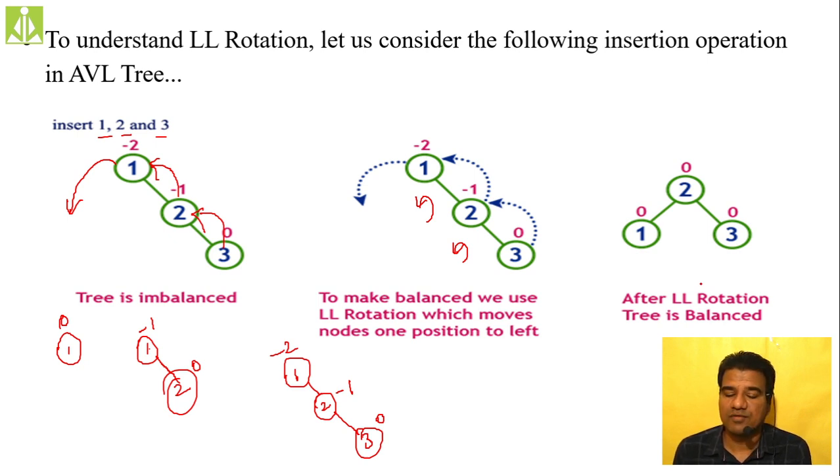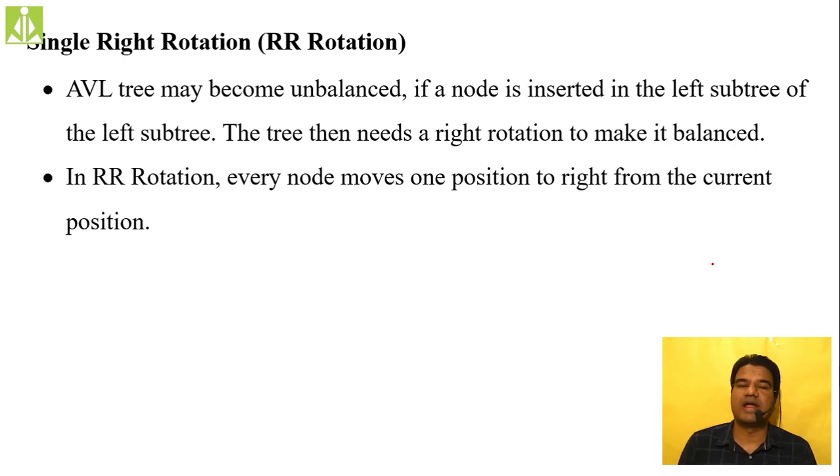So the next type of rotation is a single right rotation, or right rotation, or RR rotation we can call it. In RR rotation, exactly the opposite thing we do of what we have done in left rotation. Whenever you are inserting a new node into the left subtree as left subtree, the AVL tree may become unbalanced. Then the tree needs a right rotation, single right rotation or RR rotation we have to perform.